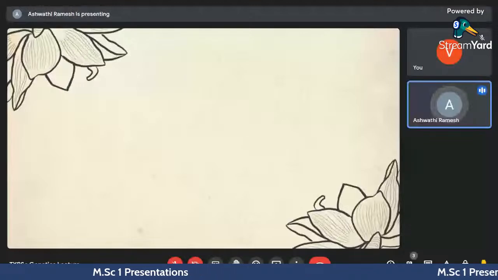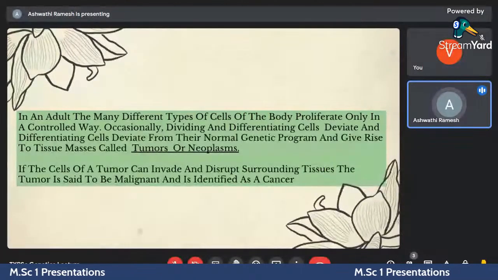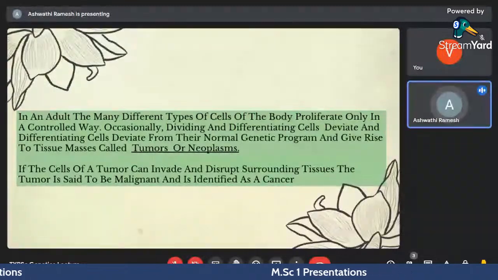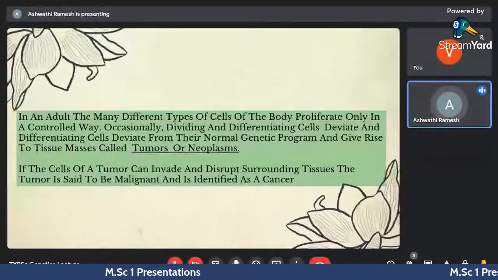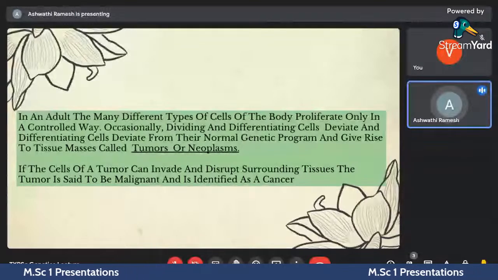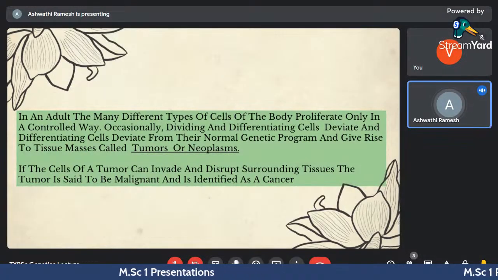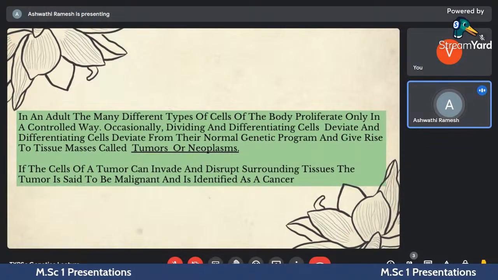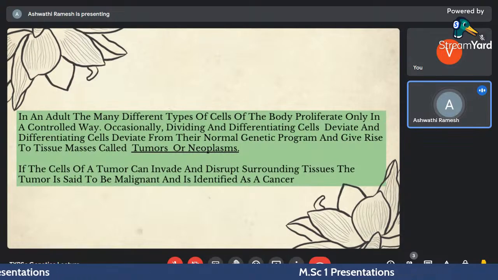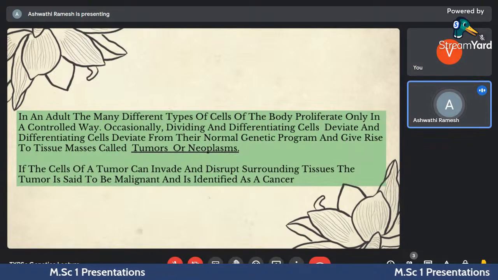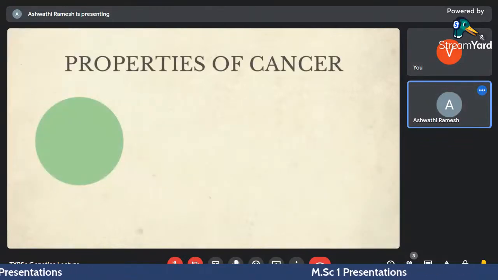In an adult, the many different types of cells of the body proliferate only in a controlled way. Occasionally, dividing and differentiating cells deviate and give rise to tissue masses called tumors or neoplasms. If the cells of a tumor can invade and disrupt surrounding tissue, the tumor is said to be malignant and is identified as cancer. And there is one more type, which is benign tumor.